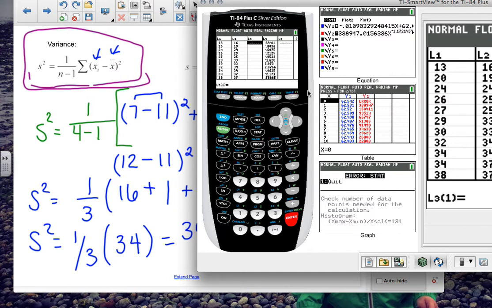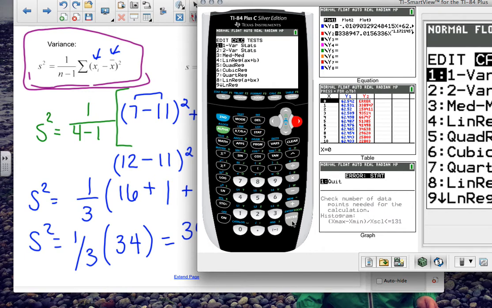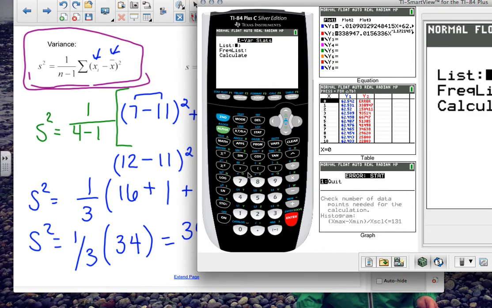It looks like I have list 3 empty. So 7, 10, 12, 15. Alright, I like to go to my blank screen. I'm going to go over to Stat, I'm going to go over to Calc, and I'm going to do this one variable statistics, which is where I was finding the mean before. And I'm just going to put in L3.